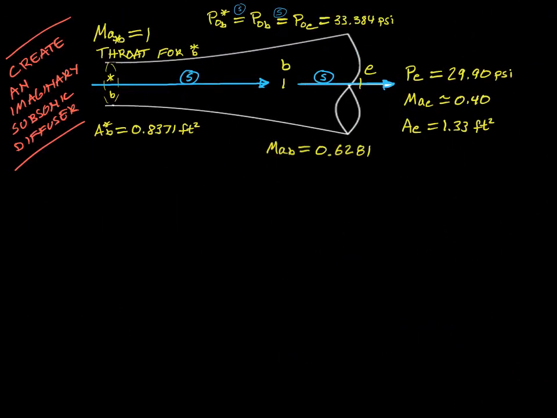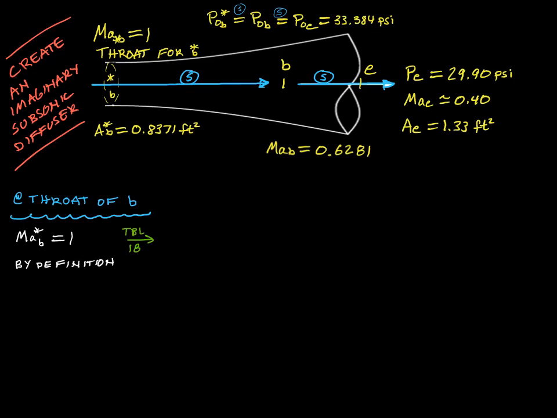We could do one more thing just to confirm what we learned. If we look at the throat, our imaginary throat of B, we know that throat has a Mach number of 1, and from table 18, we can look at the ratio of static pressure between the throat and stagnation pressure.